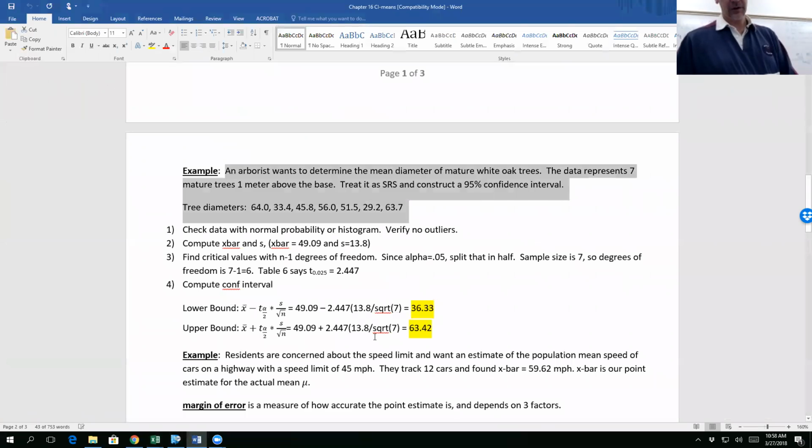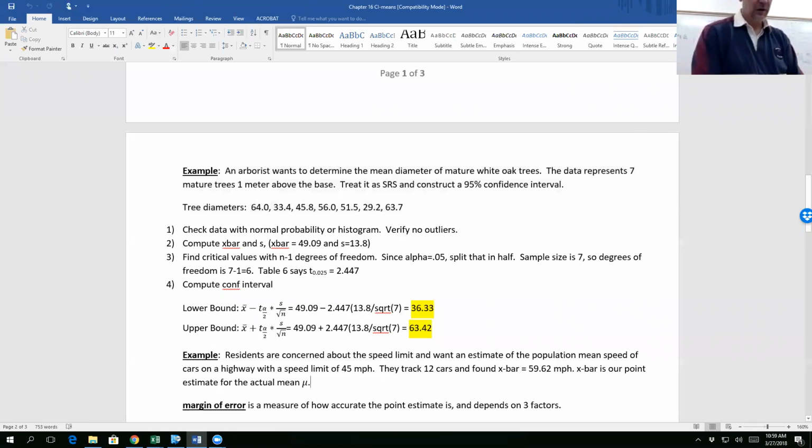Let's do another example then. Okay. Residents are concerned about the speed limit and want to estimate the population mean of the cars on the highway with a speed limit of 45 miles per hour. They track 12 cars and find the X bar to be 59.62. Oh, you know what? I'm going to change this problem a little bit. The highway patrol tells them the standard deviation is 5.3 miles per hour. Okay.